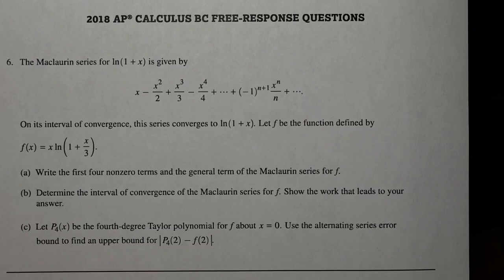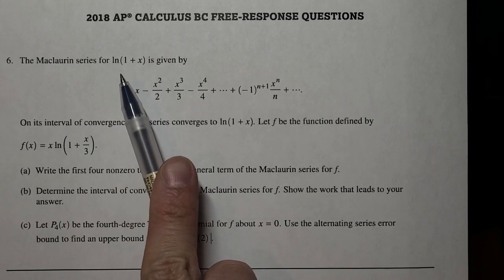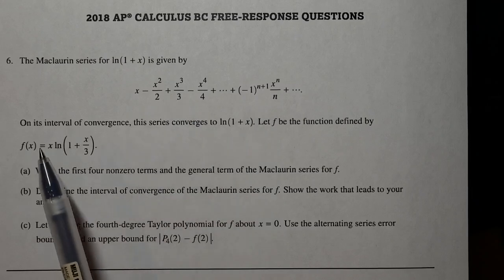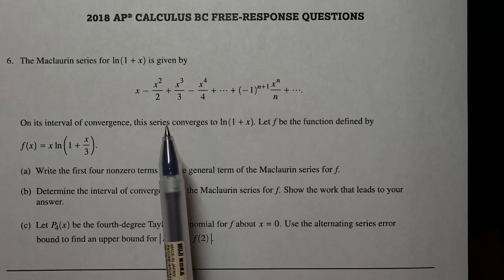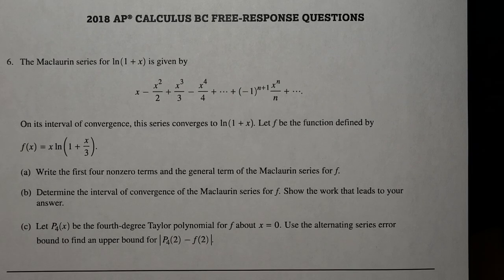Number 6 from the 2018 exam. This is the Maclaurin series. The Maclaurin series for ln of 1 plus x is given by this general term. On its interval of convergence, this series converges to ln of 1 plus x. Let f be the function defined by f of x equals x times ln of 1 plus x over 3. Write the first 4 non-zero terms and the general term for the Maclaurin series of f.